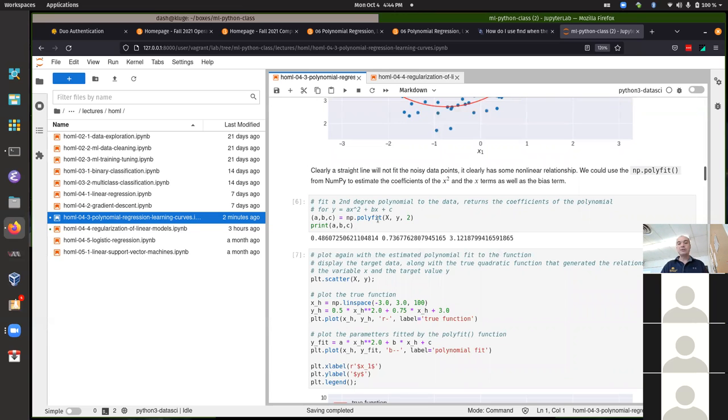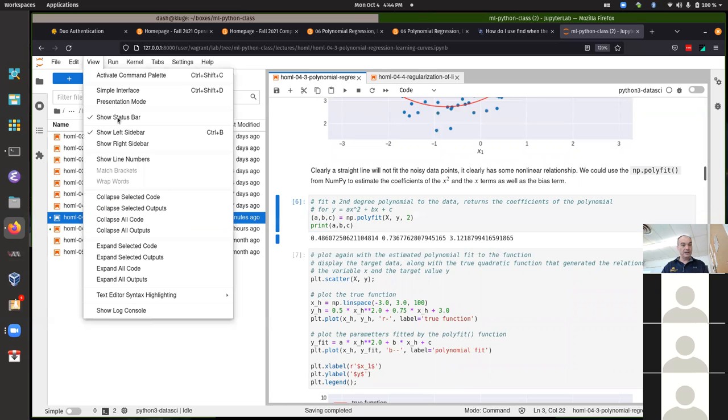So the polyfit function, the name might make more sense now. If you go read the documentation for polyfit, the documentation for it might make more sense now after you read this material on polynomial regressions.